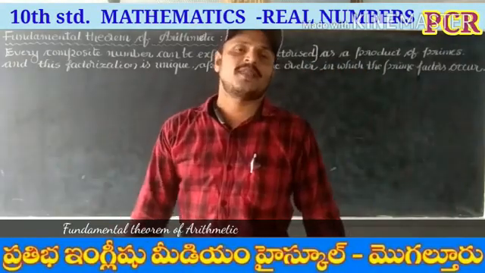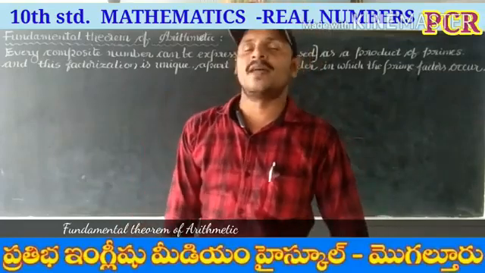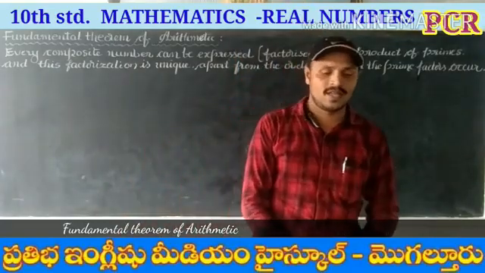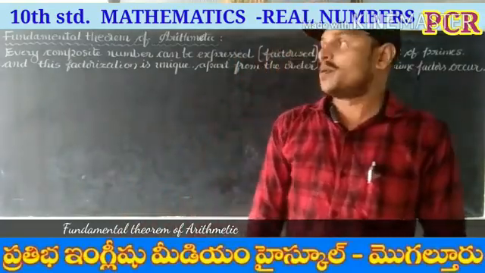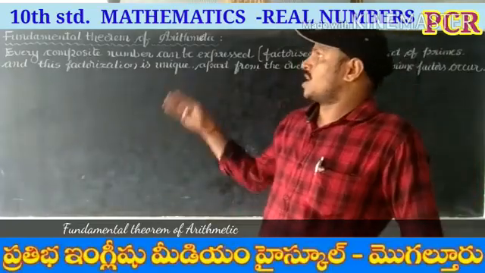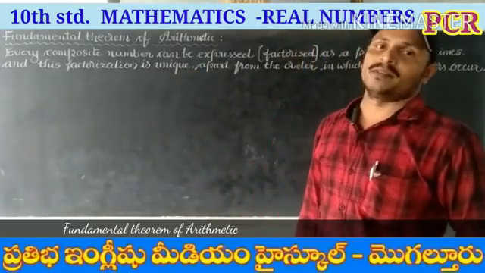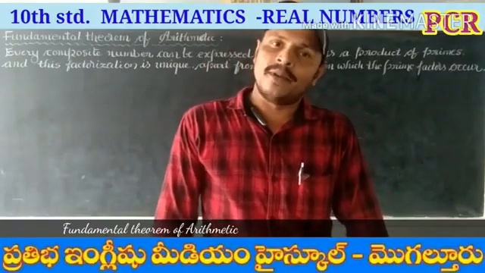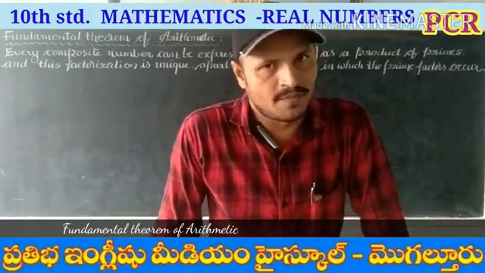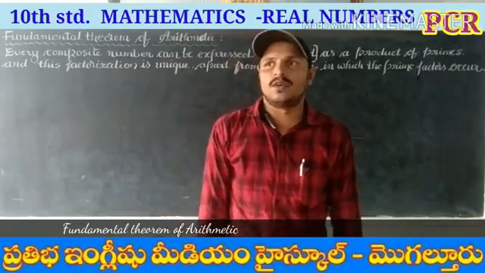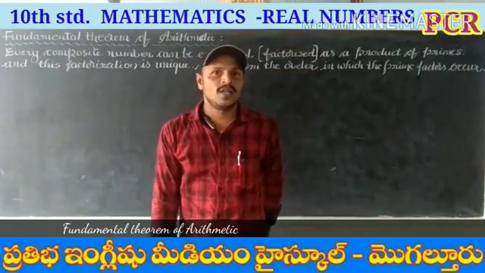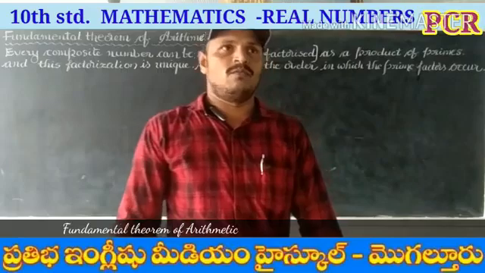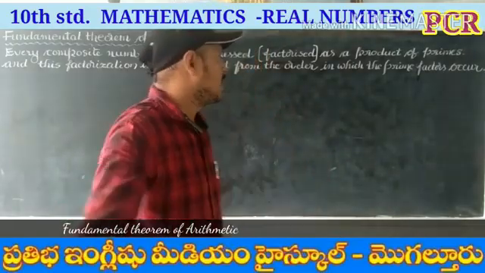Good morning, students. Today our topic is the fundamental theorem of arithmetic. This theorem is related to composite numbers and prime numbers. That's why first we have to learn what prime numbers and composite numbers are. Before that, you should know about factors. What are factors? Let's see.